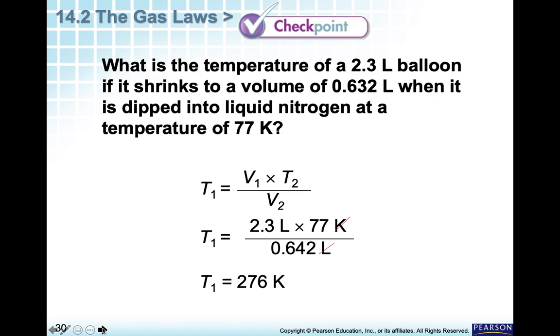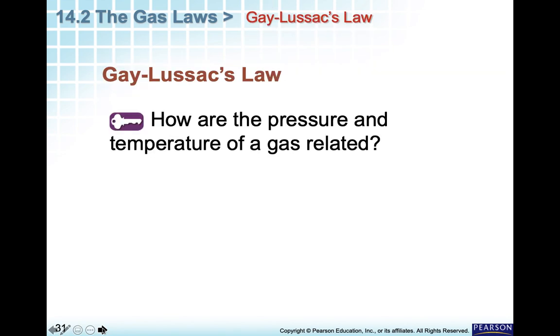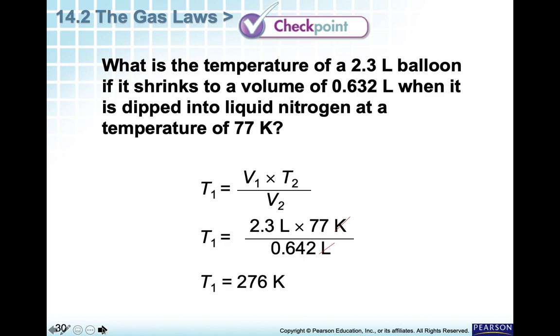So T1 is what we're solving for because that's the original temperature, equals V1 times T2 over V2. Everything's in Kelvin, and we get 276. And you are free to report in Kelvin if you wish. I will accept either Kelvin or Celsius unless I ask you specifically for one or the other.